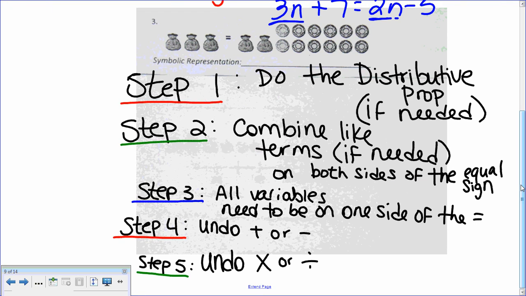Step 3, all variables need to be on one side of the equal sign. So if we have variables on each side of the equal sign, we got to get to one side. Does it matter which side? No, but I'm going to show you a little trick today that can help you.